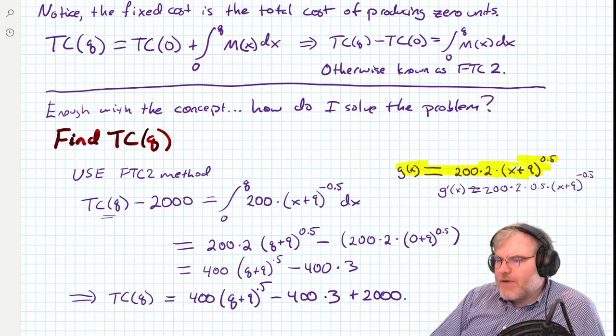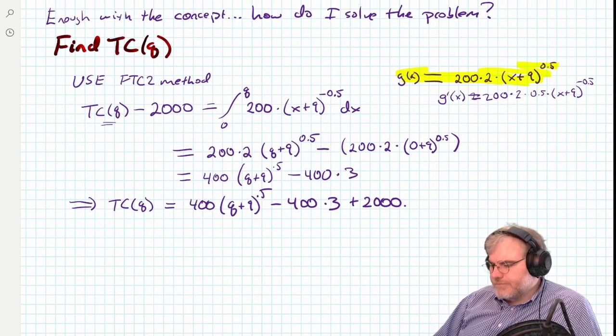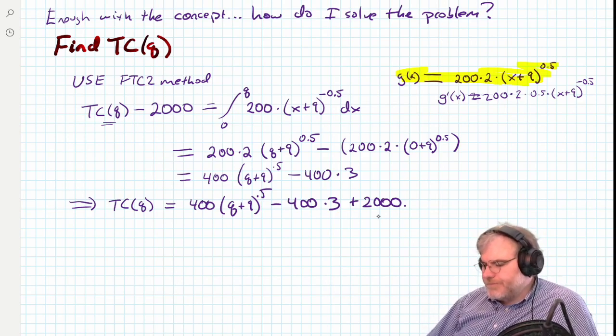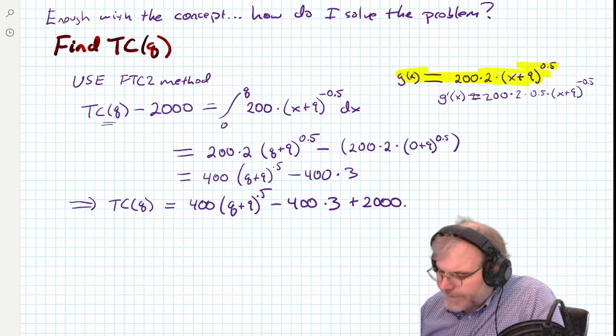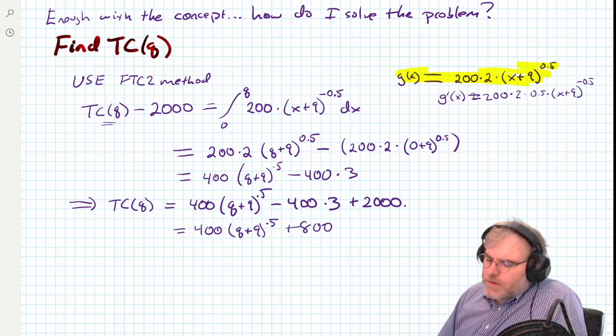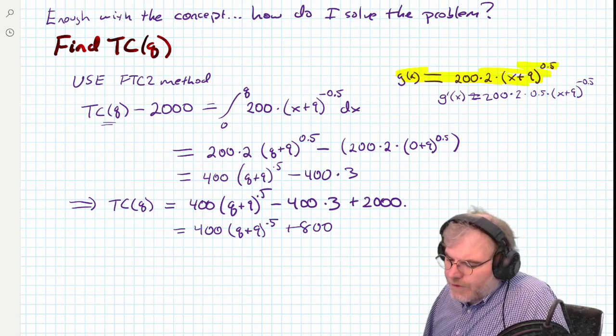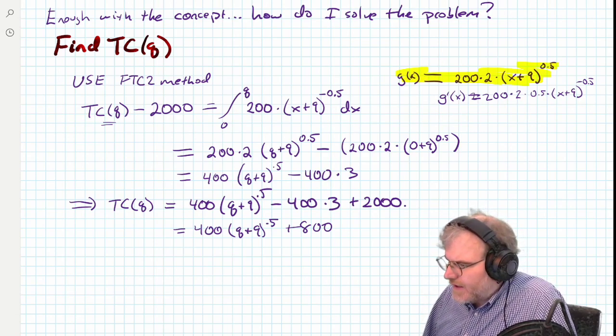How do we feel about that, 1 to 5? I mean, yeah, I should deal with that. 400 times Q plus 9 to the 0.5. Let's do this. This is 1200 plus 800. Okay. So that's how I used to do it with the FTC2 method. You can also take an antiderivative and solve.